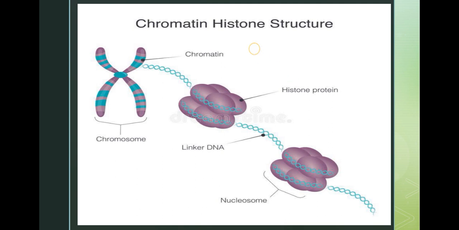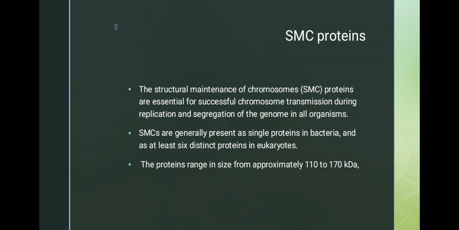So, SMC proteins. The structural maintenance of chromosomes proteins are essential for successful chromosome transmission during replication and segregation of the genome in all organisms. SMCs are generally present as single proteins in bacteria and as at least 6 distinct proteins in eukaryotes. These proteins range in size from approximately 110 to 170 kilodaltons.